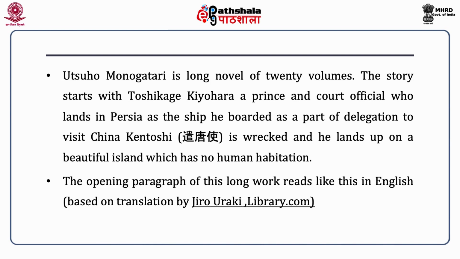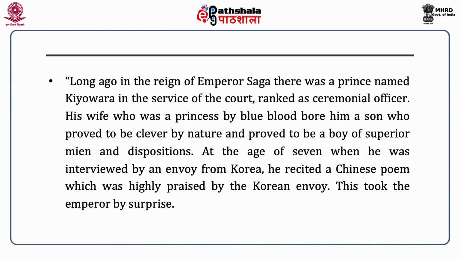Introduction. Utsuho Monogatari is a long novel of 20 volumes. The story starts with the character Toshikage Kiyohara, who was a prince and a court official who lands in Persia as the ship he boarded as a part of the Kentoshi is shipwrecked, and he survives but is drifted to an unknown land. The scene is described in the opening paragraph of the novel like this.